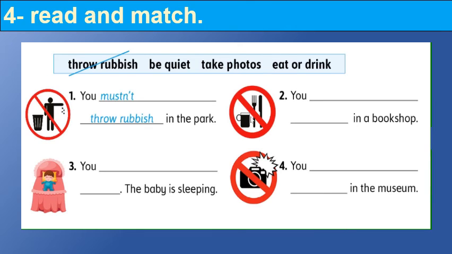Now let's go to sentence number 2. Look at the sign here, the picture here. Also this picture says mustn't. So which phrase do you use from the box here? Look at the picture. Yes, it has to do with eat or drink. So you mustn't eat or drink in a bookshop.